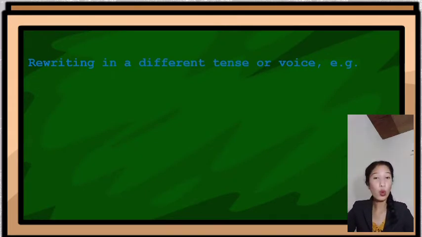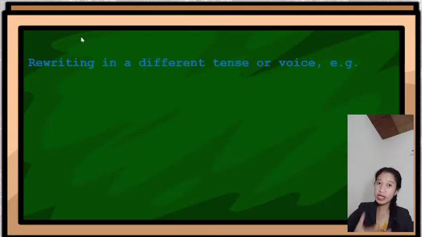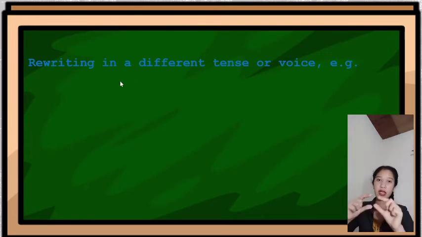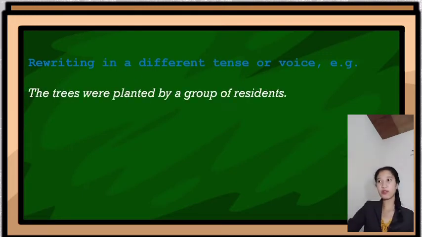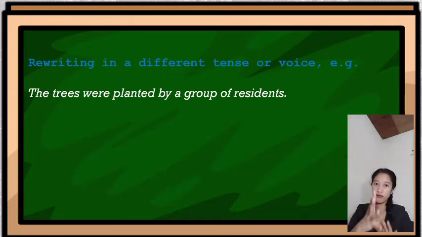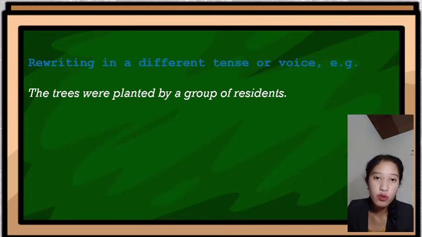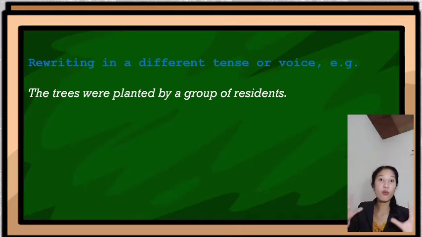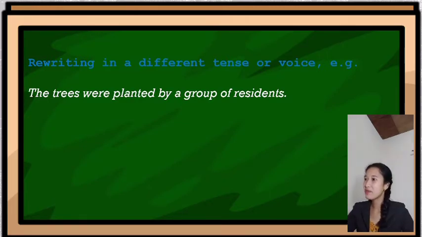Rewriting in a different tense or voice. Rewriting means rephrasing. You will change the sentence structure. For example, here is the first sentence: The trees were planted by a group of residents. How can you construct it to sound better than this sentence? Think, how can you rephrase it? Not scrambling the words to make it incorrect, but making it more accurate. It can be: a group of residents planted trees.